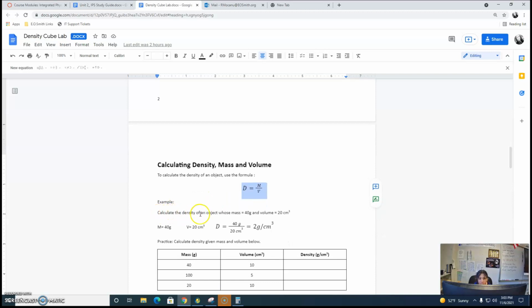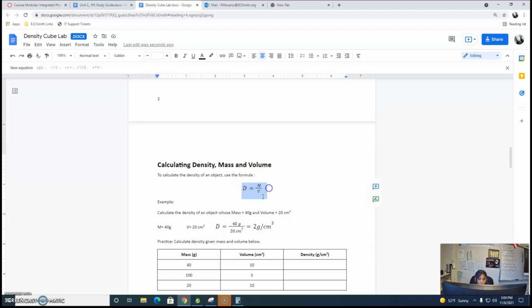So for example, calculate the density of an object whose mass, and let me change that to capital M so it kind of goes with our formula, whose mass is equal to 40 grams and volume equals 20 centimeters cubed. So I'm going to write down what the problem is giving me. The problem is giving me M for mass, 40 grams, V for volume. It's telling me that that is 20 centimeters cubed. And it's asking me to calculate the density of this object.